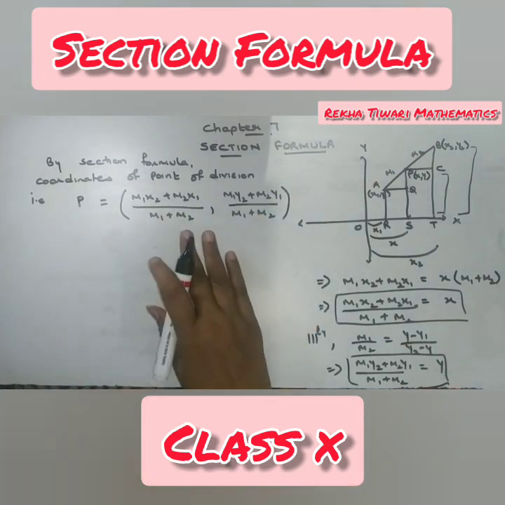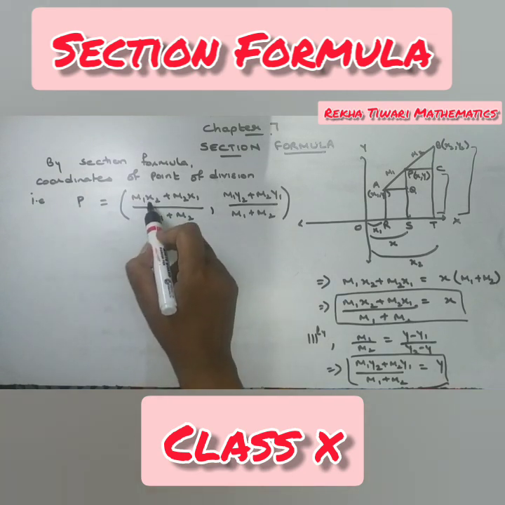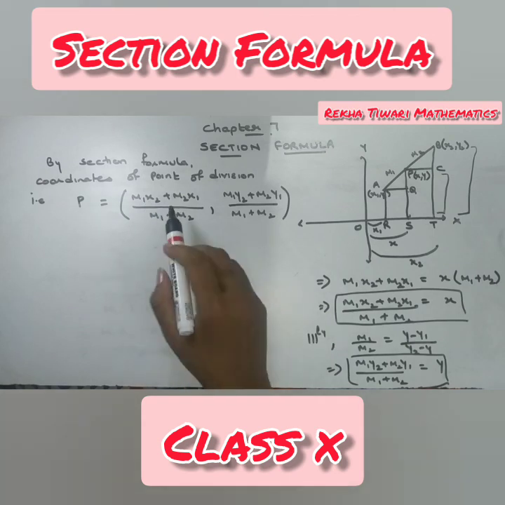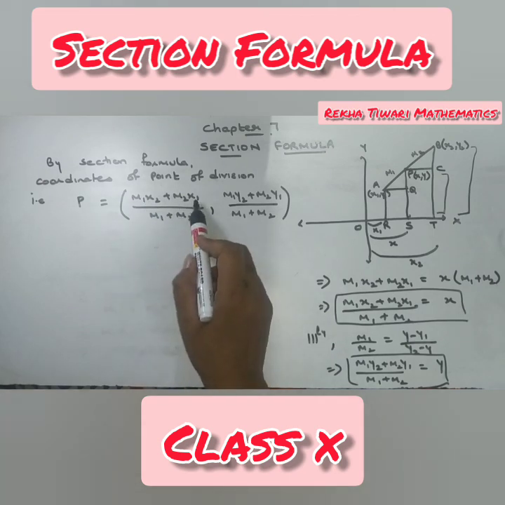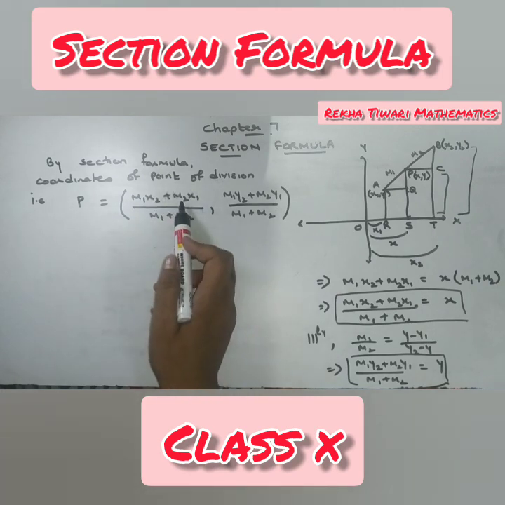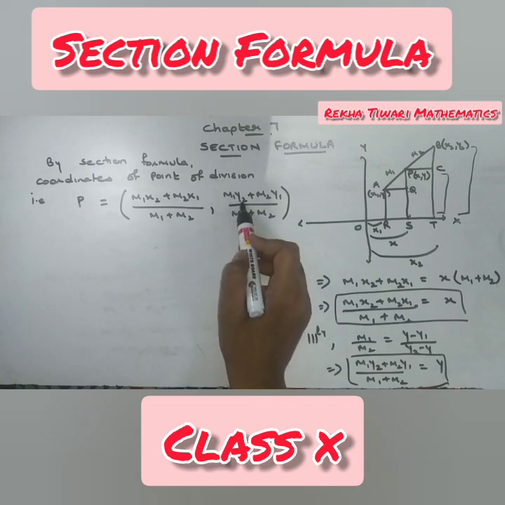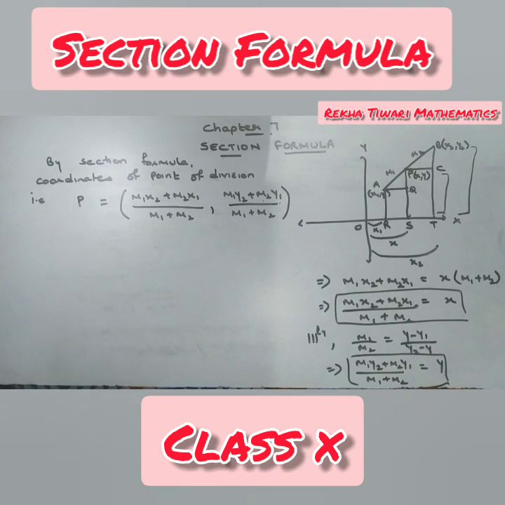It's very easy to remember this. If you are taking m1, with m1 you have to take x2. Alternate you have to take. If you are taking m2, you have to take x1. You can interchange the position also. You can write m2 x1 plus m1 x2 also. And the denominator is m1 plus m2. Similarly, the y coordinate is m1 y2 plus m2 y1 upon m1 plus m2. This is used for the point of division.